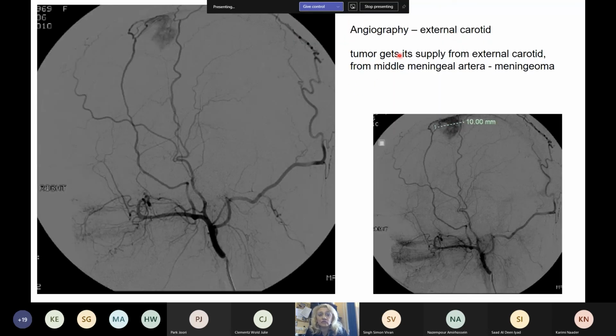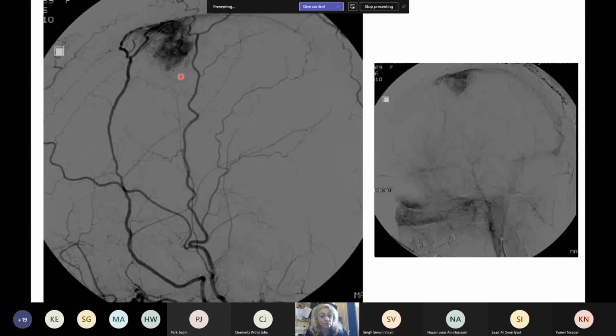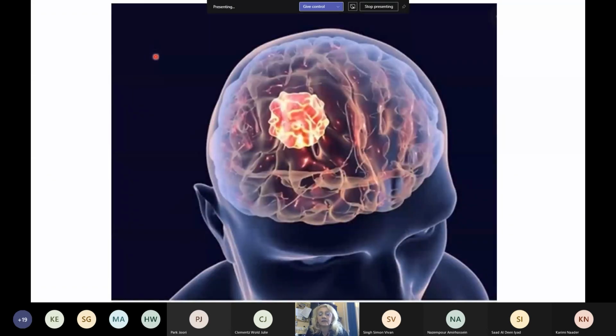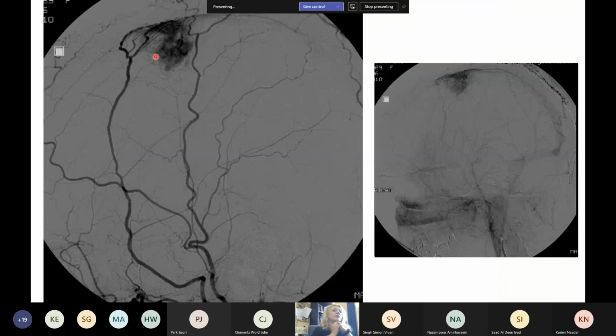And then they did an angiography through the external carotid artery to see the blood supply of this area. And this is where they could see that this tumor gets the blood supply from the external carotid artery. And so they do know that this is a meningioma, from the middle meningeal artery. And here, this is the external carotid artery with the occipital and pharyngeal branches, the maxillary, and this is the middle meningeal artery supplying this area. So this is how you can get closer and closer to the diagnosis.